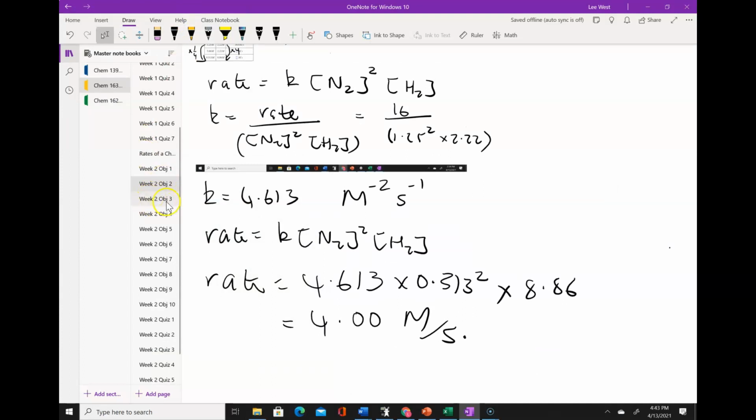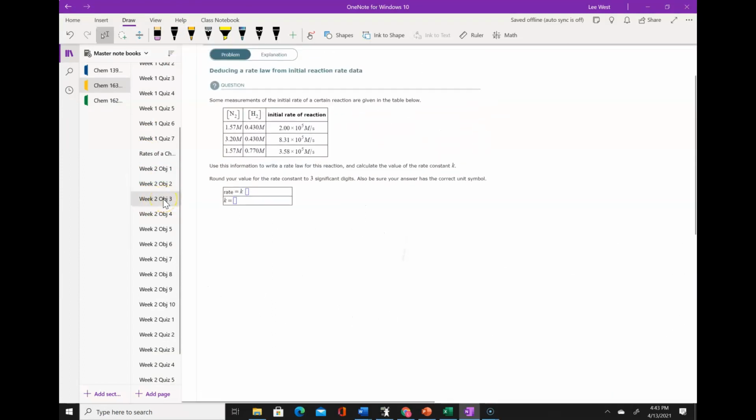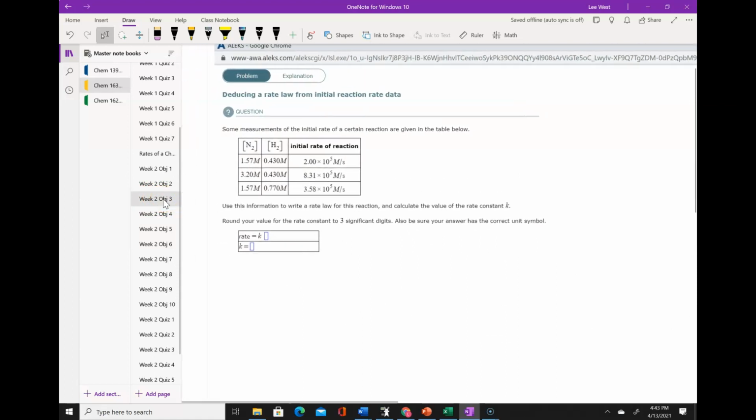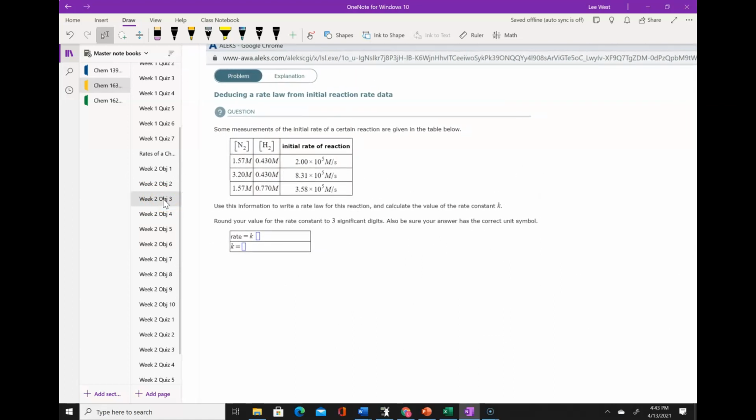All right, we've got 2 of these done. Let's see if we can get this third one done. More initial rate stuff, okay. Some measurements of the initial rate of a certain reaction are given in the table below. So in the first 2 experiments, the concentration of N2 basically doubles, but the concentration of H2 stays the same. So I'm going to be using experiments 1 and 2 to figure out how the rate depends on the concentration of N2, okay?